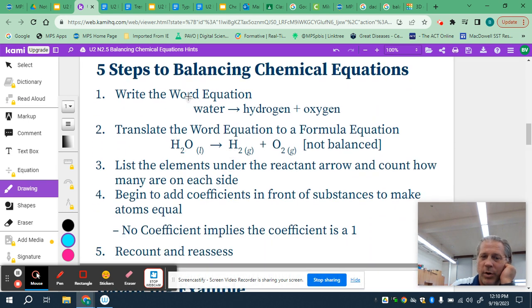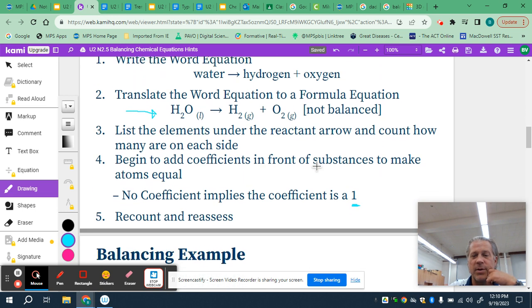We're not going to worry about the word equation very much. This is something I tried last year, and I don't need it. We're going to do that later. Translate the word equation to a formula equation. This is how you're going to get them. They will already be in formula equations. We'll list the elements under the reactant arrow and count how many are on each side. We'll do that bookkeeping together. We'll begin by adding coefficients in front of substances to make the atoms equal. And if there's no coefficient, it means that the coefficient is a value of 1, and then we recount and reassess. Those are the steps that I go through when I balance chemical equations.